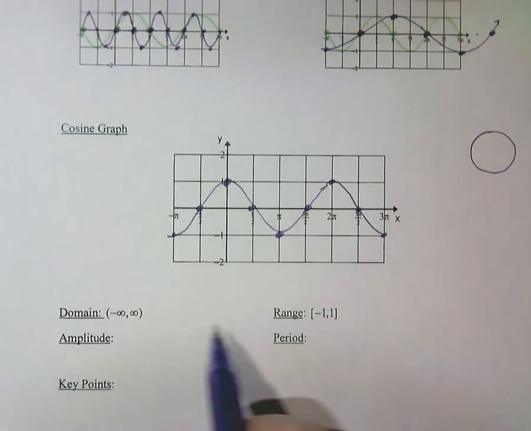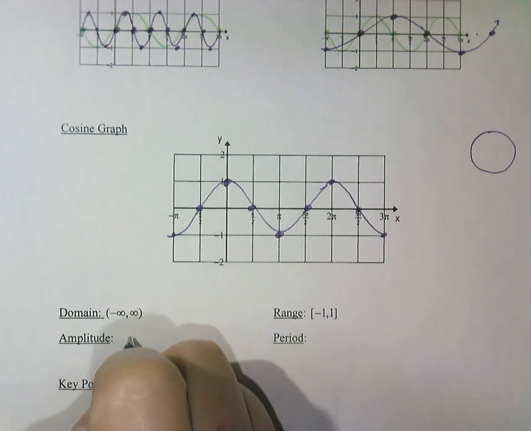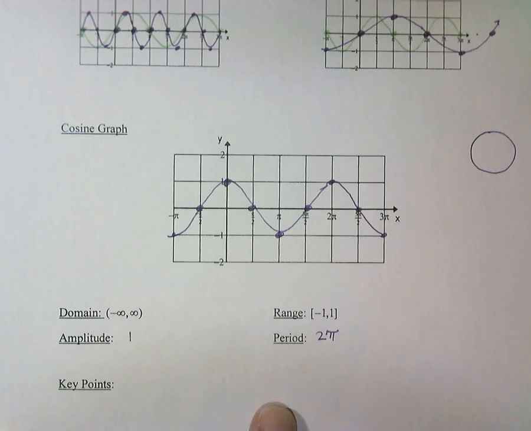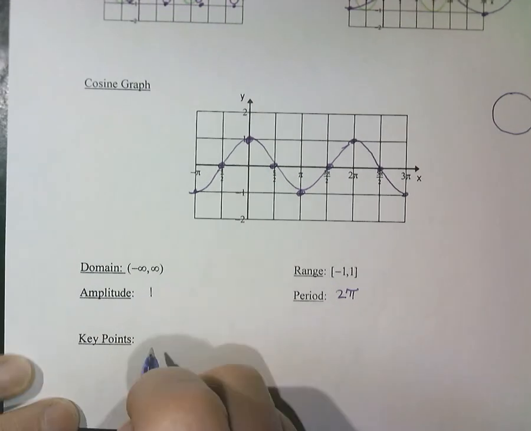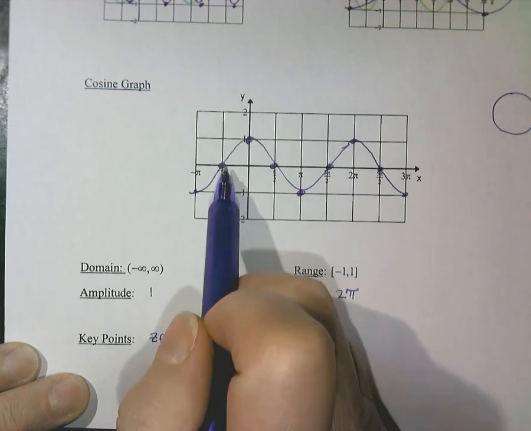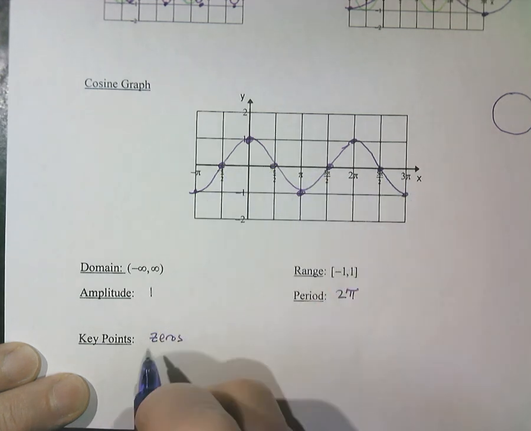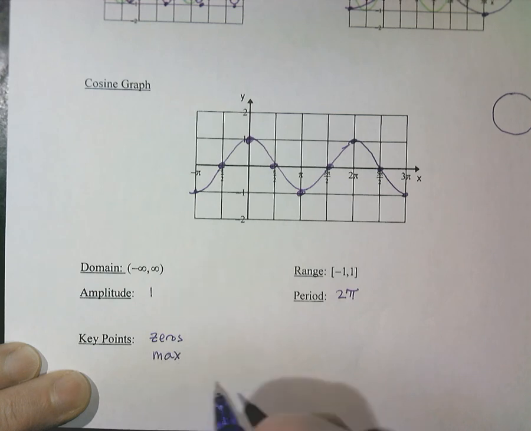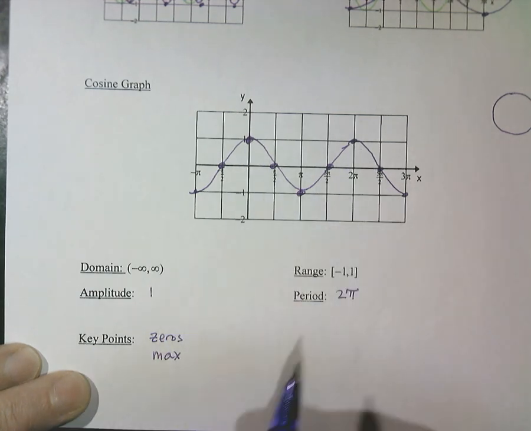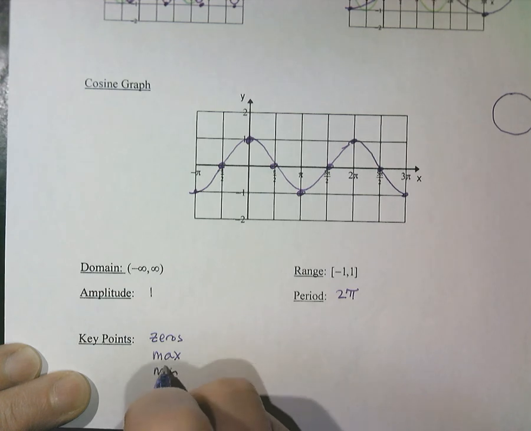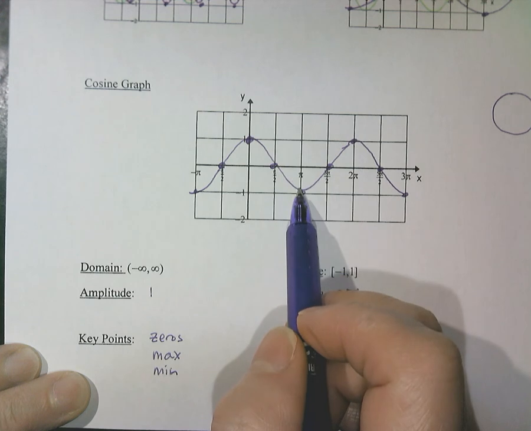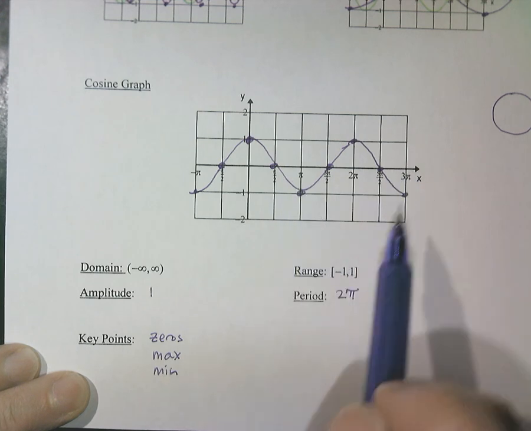The domain is the same, the range is the same, the amplitude is 1, the period is 2 pi, and the key points are going to be my zeros, which are the x-intercepts, at all the odd multiples of pi over 2, my maximum points, which are at (0, 1), (2 pi, 1), and my minimum points, which are at (pi, -1), (3 pi, -1).